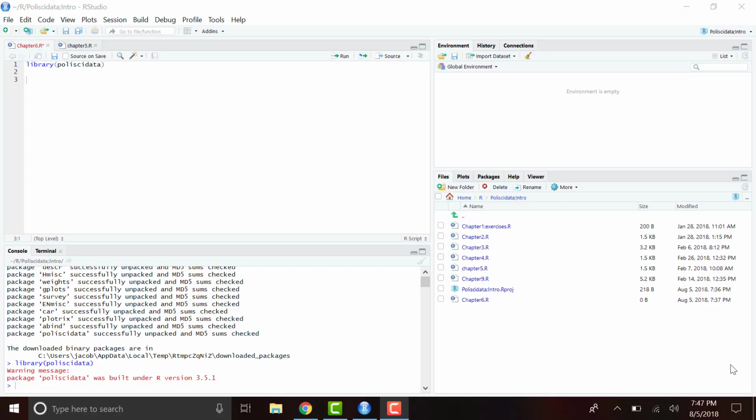Hello everyone, welcome to Chapter 6. This is making inferences about sample means. So with this chapter, we're going to be talking a lot about uncertainty.